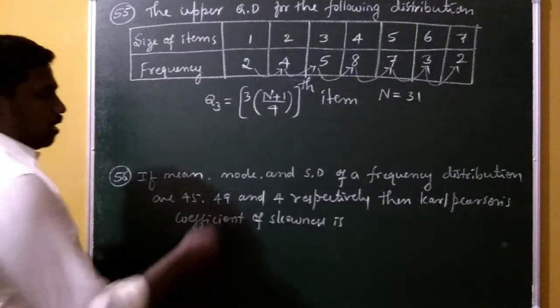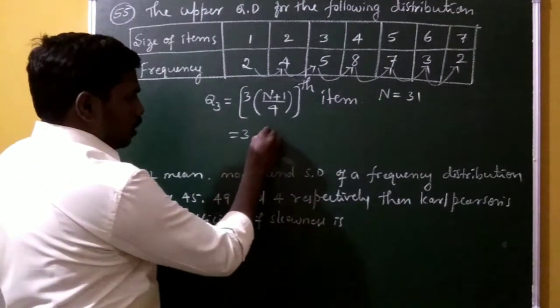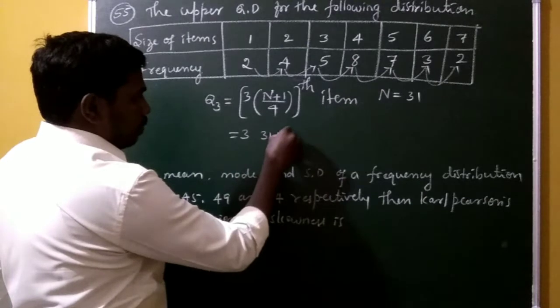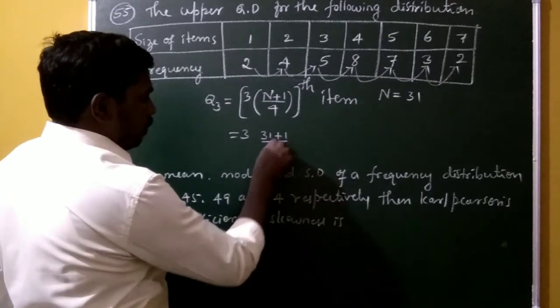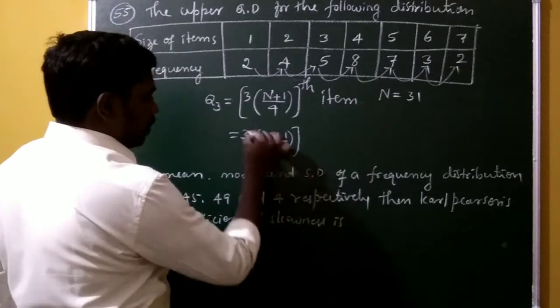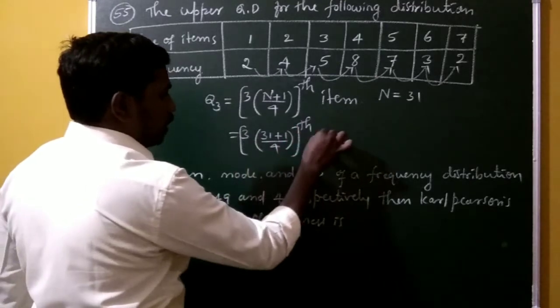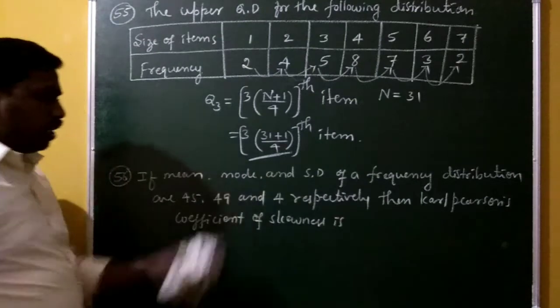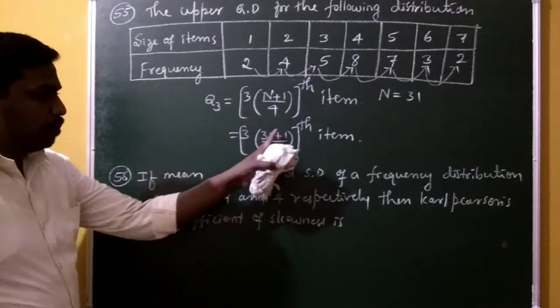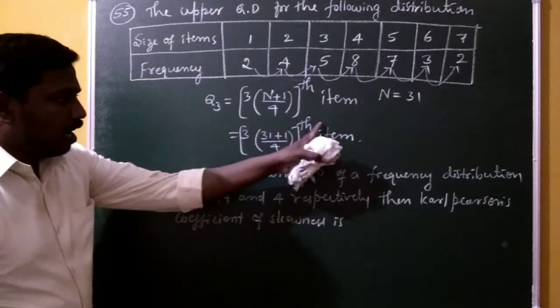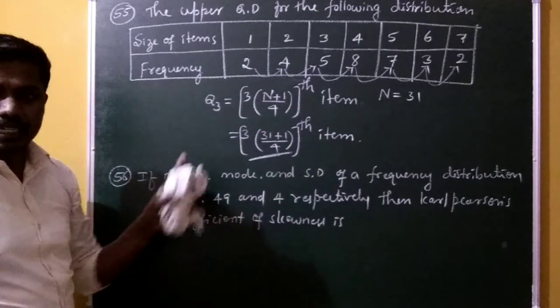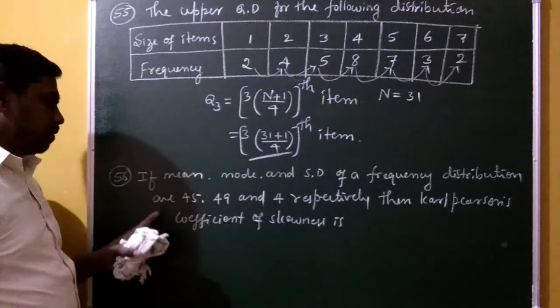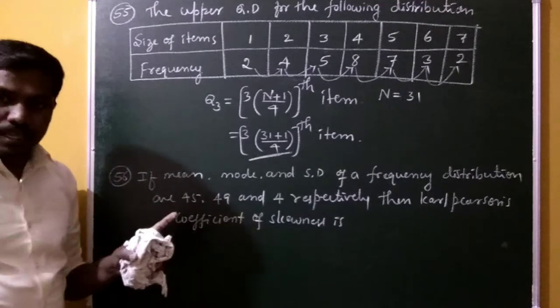So n is 31, and the 3 into 31 plus 1 divided by 4 item is the upper quartile deviation, right? See which option this is. 3 into 31 plus 1 divided by 4 item is the upper quartile deviation. That is correct. Now observe question number 56.